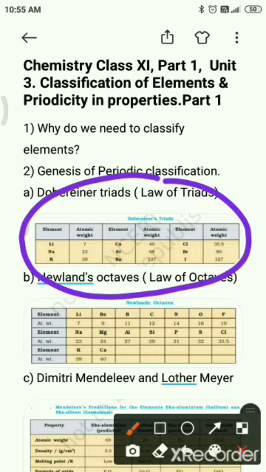Same way, calcium, strontium and barium. In between, strontium has the atomic weight 88, which is about half of calcium 40 and barium 137. Sorry, barium 137. And another example set, that is chlorine, bromine and iodine. Chlorine has the atomic weight 35.5 and iodine has the atomic weight 127. You can divide the sum of 127 and 35.5 by 2, and you'll get nearly around 80. So as per Dobereiner's triads, bromine has 80 atomic weight.